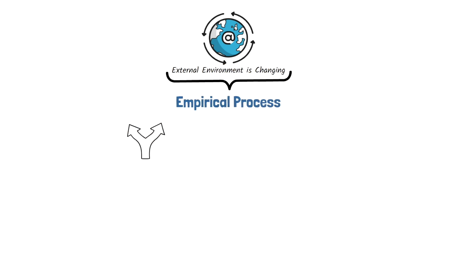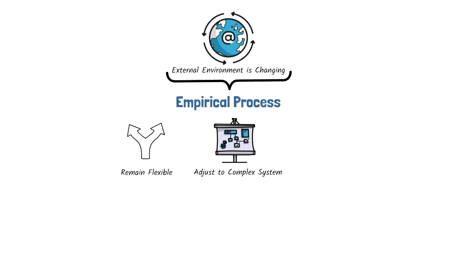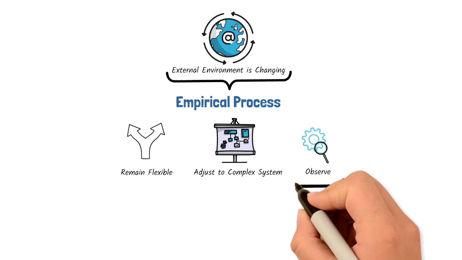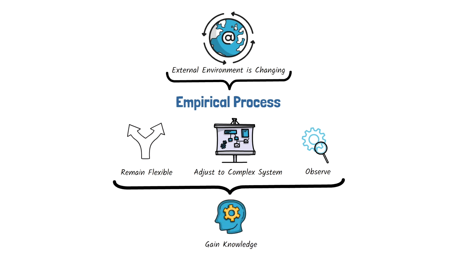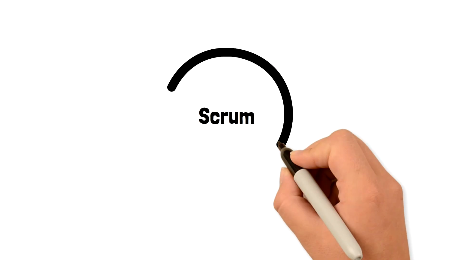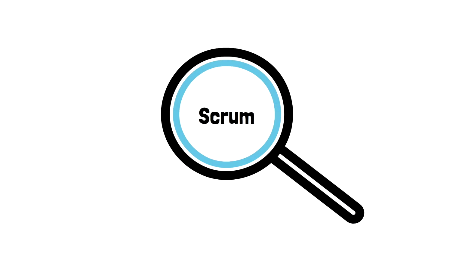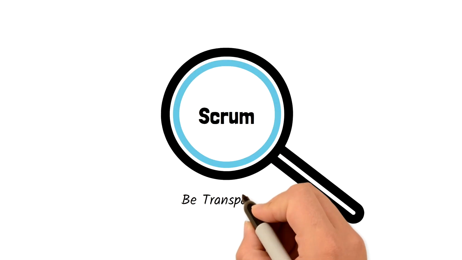Since the external environment is continuously changing, empirical processes help you to remain flexible and adjust in any complex system. It allows us to gain knowledge by means of direct and indirect observations or experience. Empirical process is very helpful in software development, where the nature of product is mostly impacted by the uncertainty and shifts in technology. Scrum is built on transparency. We want to show our work early and often and be transparent in the process in order to inspect and adapt.